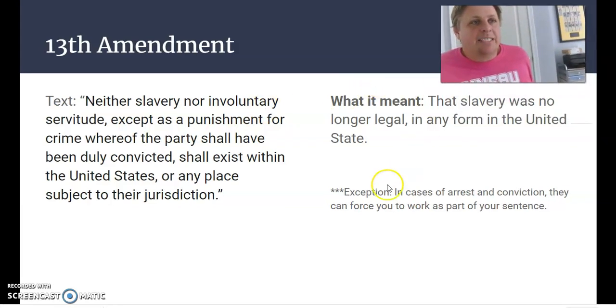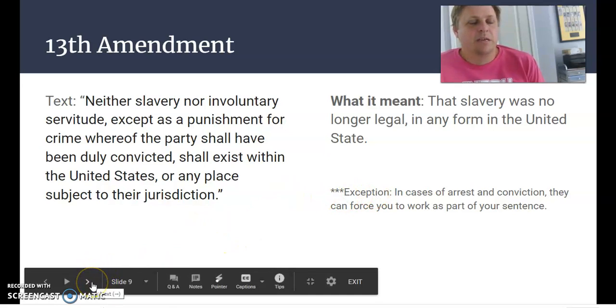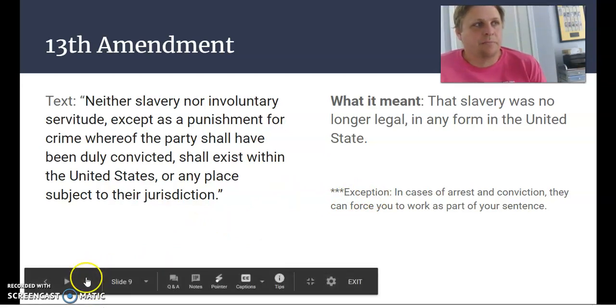The only time it can, is the exemption down here, would be the arrest and conviction for those people that are in prison. So prison camps can still exist according to the 13th Amendment.